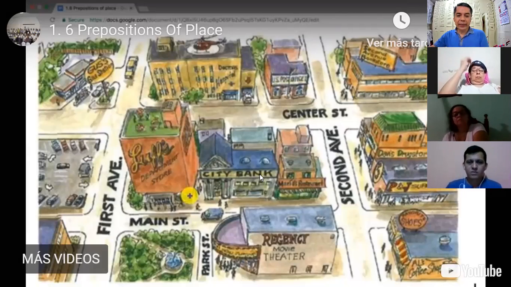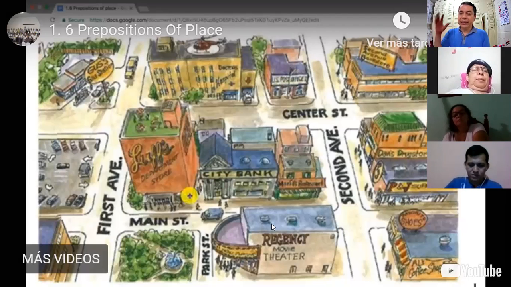Okay? Or across from the movie theater, etcétera, etcétera. La persona que le conteste puede dar cualquier referencia. Right? Okay. Listen. And remember this. This is location. Estamos aprendiendo cómo ubicar el lugar. No cómo llegar, no. Es solo ubicarlo. ¿No, Irving?